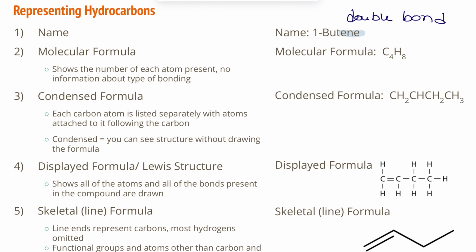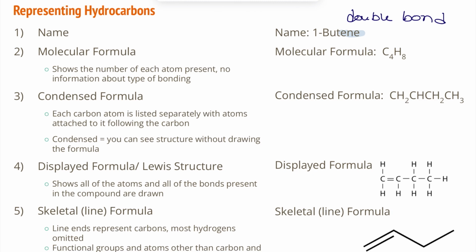And this can help me easily transition to looking at my displayed formula, which is similar to the Lewis structures we've had. It shows all the atoms and all of the bonds present in the compound. So this is the displayed formula. One note is that we have all these hydrogens here because we know those carbons are going to bond with hydrogens to get to their octet. We actually don't have to put in the hydrogens.